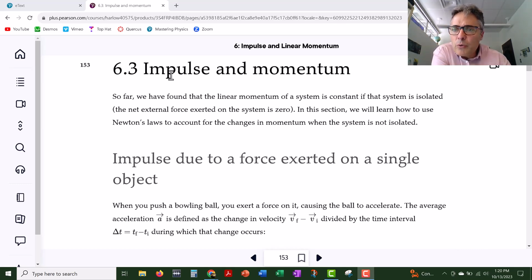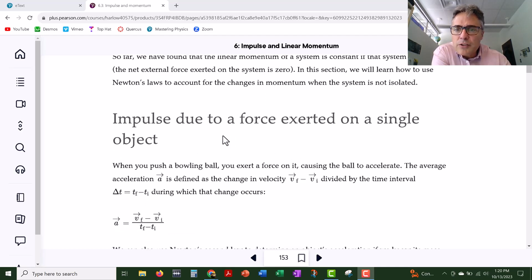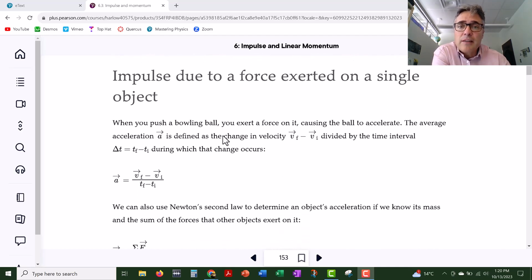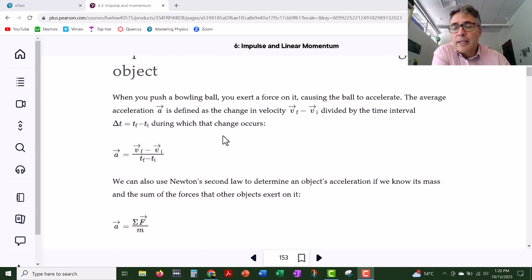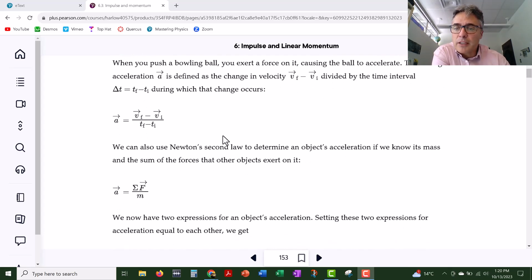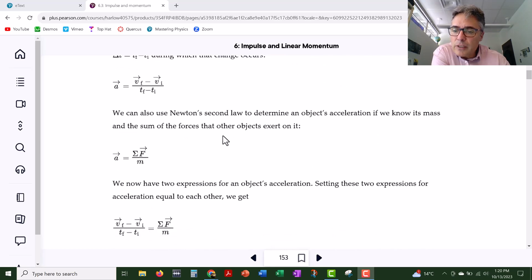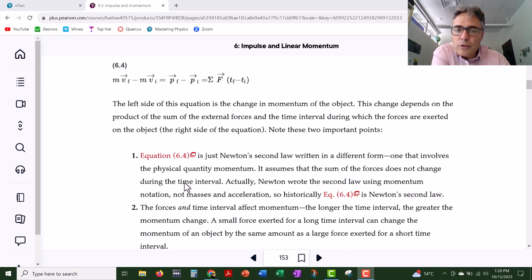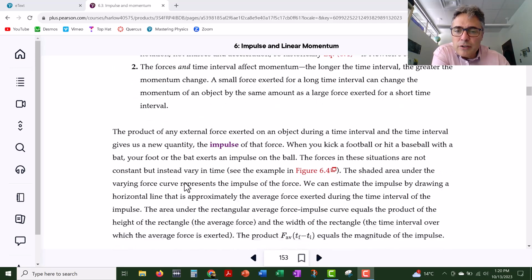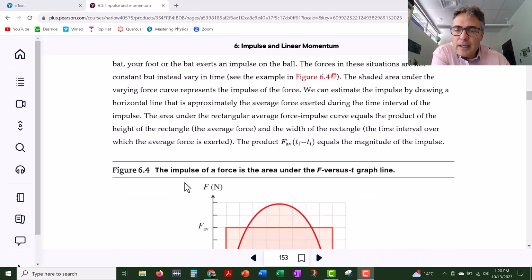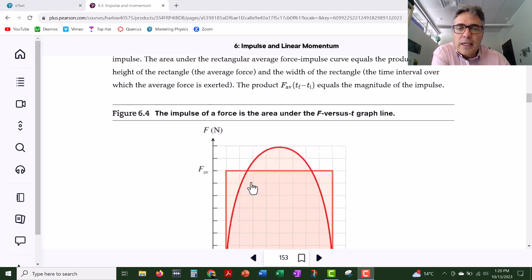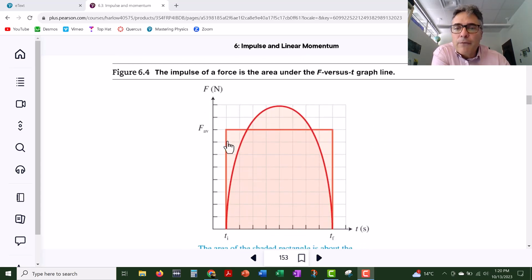So now we have a new quantity called impulse. If there's a force exerted on a single object, you say that you're applying an impulse to that object if it goes over some time. They talk a little bit about acceleration, changing the velocity, and they're just rearranging Newton's laws a little bit. They define here the impulse of a force as the area under a force versus t graph line.